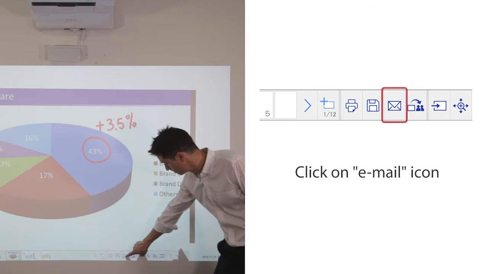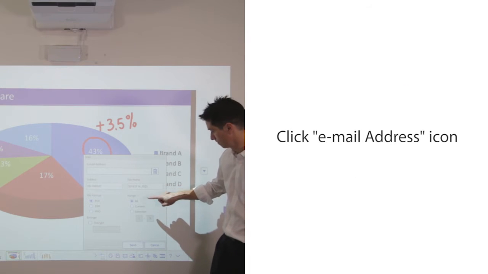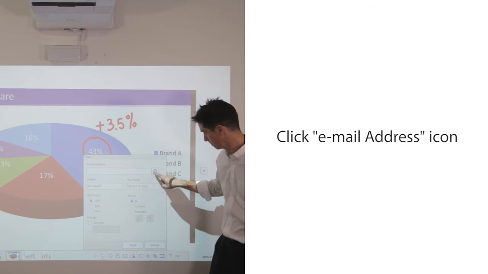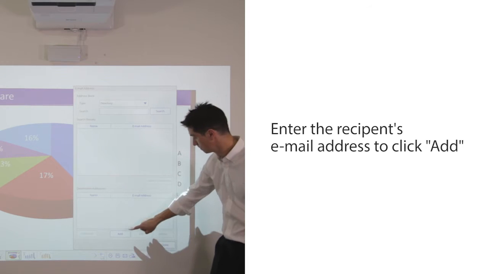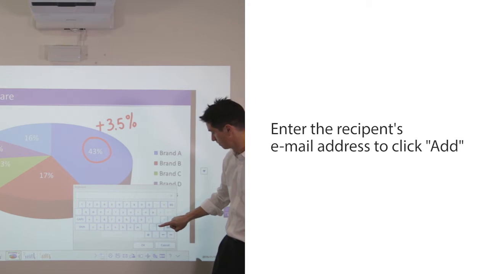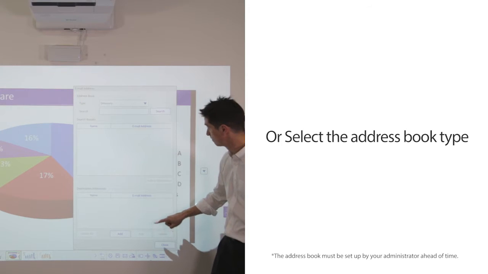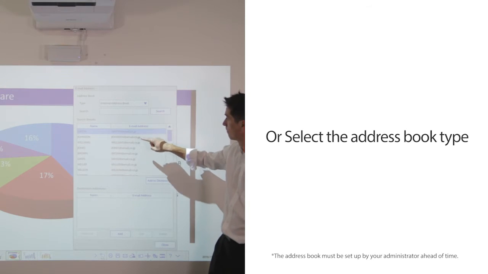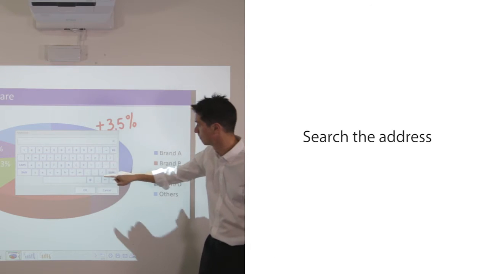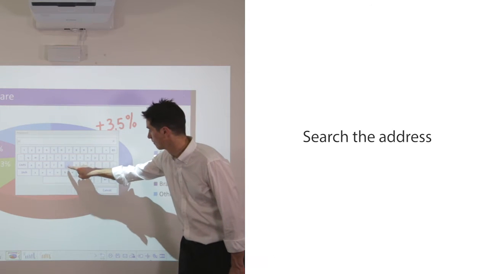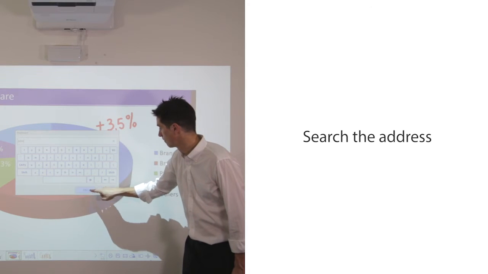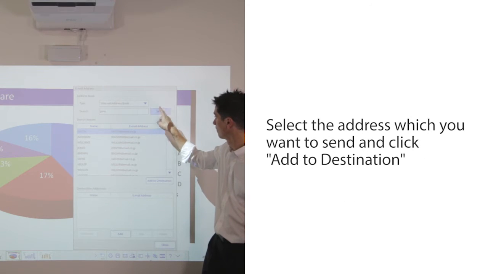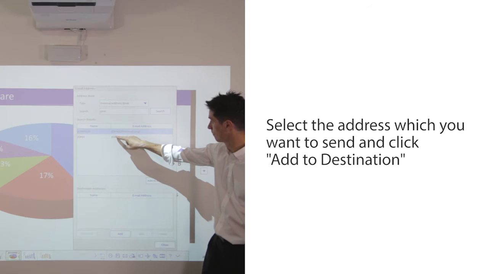Share your notes by email. Click on Email icon. Click Email Address icon. Enter the recipient's email address directly when you don't use the address book. Or select the address book type. Search for the address. Select the address you want to send and click Add to Destination.